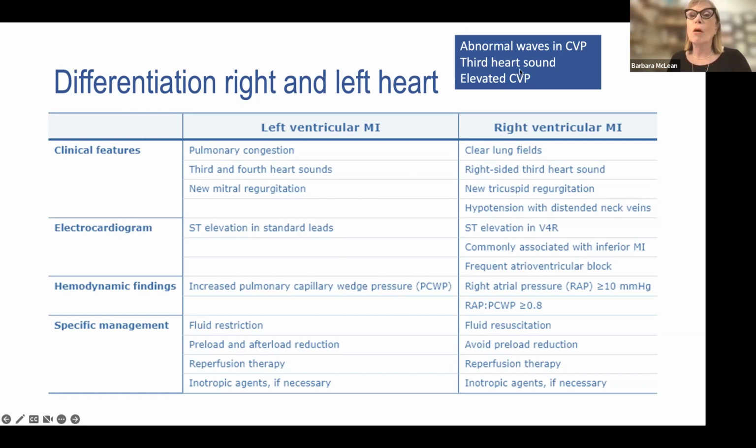First and foremost, an elevated CVP above 10 requires an investigation for right ventricular or valvular dysfunction. Abnormal waveforms in the CVP are going to help you identify: is the problem your valve, or is the problem your compliance? You're going to be able to do that if you really pay attention to waveform analysis in your CVP.